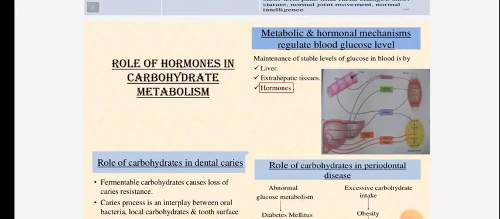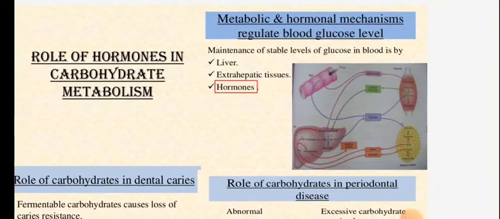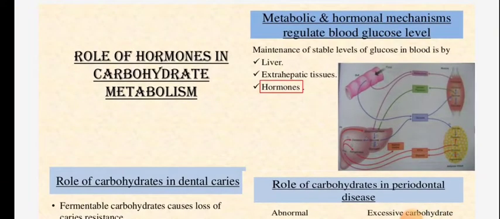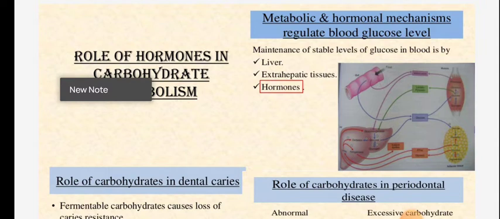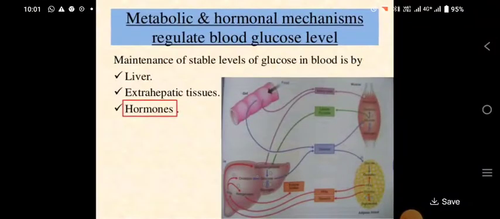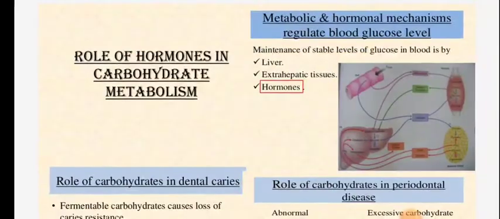Then in the metabolic hormonal mechanism, the role of hormones in carbohydrate metabolism. So here the maintenance of blood glucose level: the liver, extrahepatic tissues, and the hormones play the important role. Here you are observing this picture of how the hormones are generally related to this condition, right?